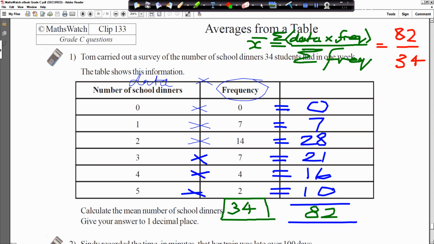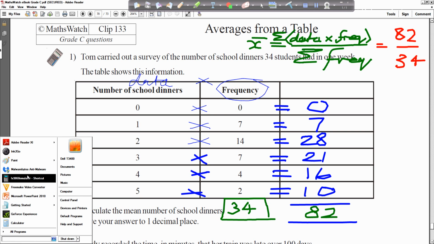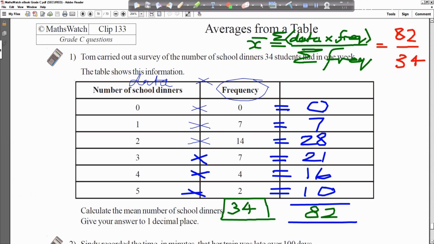We need a calculator. Where's that calculator? Anybody done it so far? Yes. Many. Hang on, someone. Okay, maths. Yeah, that's okay. Done.